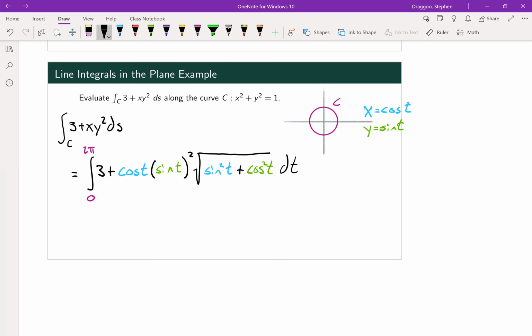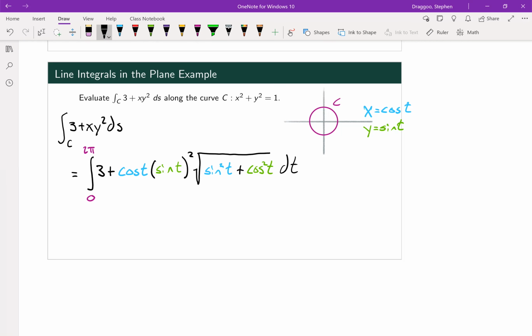So we ought to be able to simplify that a bit. The square root of sine squared plus cosine squared is going to be just 1, since we can use the Pythagorean identity to change sine squared plus cosine squared into 1, which is nice. We won't have to worry about that square root component. So we'll just have to integrate 3 plus cosine t times sine squared. But we can make a pretty quick u substitution. If u is sine, that's going to make du cosine. So this is just u squared times du, easy peasy.